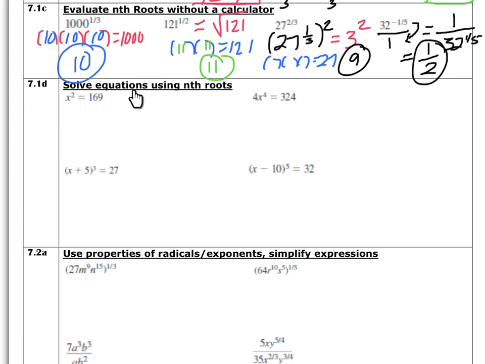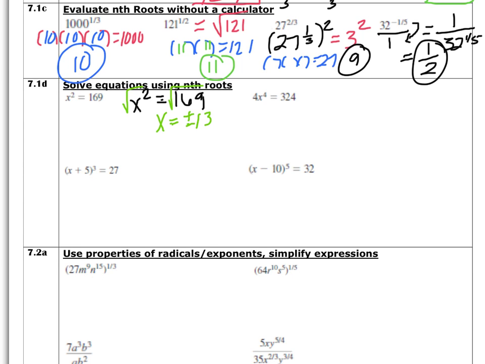7.1d wants us to solve equations using the nth roots. So here we have x squared is equal to 169. They want us to get x by itself. Now there's two ways we could do this one. What we're used to doing when we have squares is coming in and just taking the square root. So what we would typically do is take the square root of both sides. So you would get on this one, x is equal to, be careful, it's plus or minus 13.